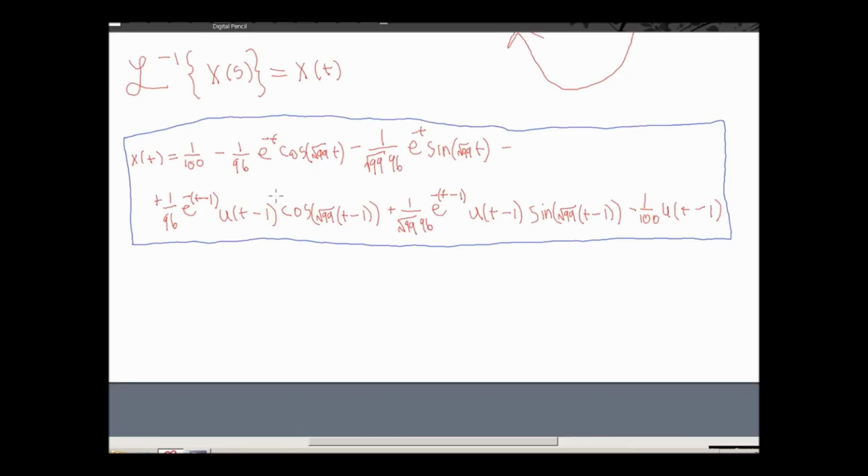This is x of t. You can see that when t is between 0 and 1, these terms here are turned off, and x of t just consists of these 3 terms. But as soon as t equals 1, these terms turn on, and the behavior of x of t suddenly changes. So let's open up MATLAB and plot this and have a look at the result.